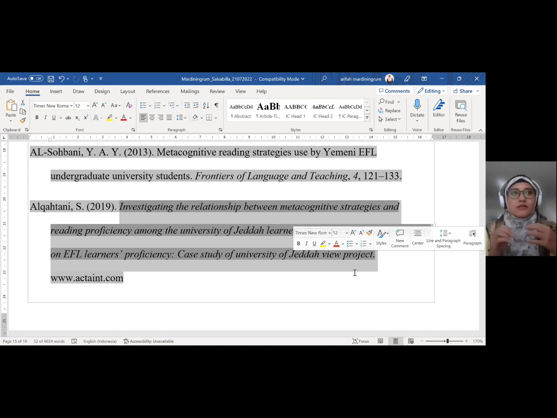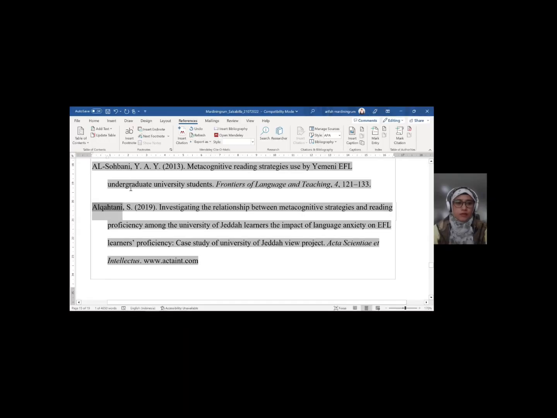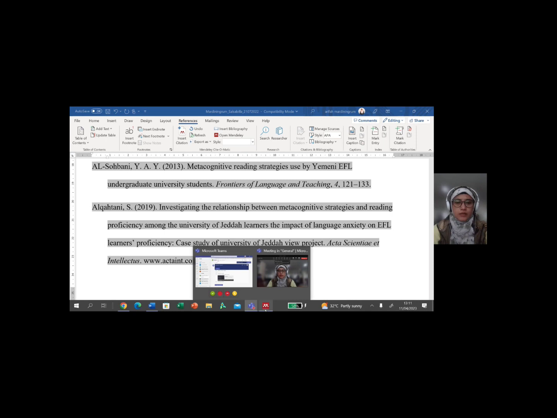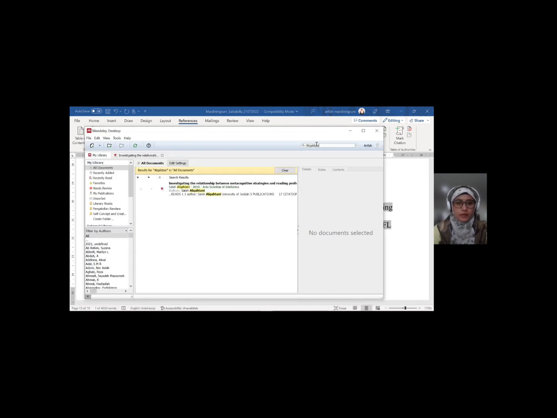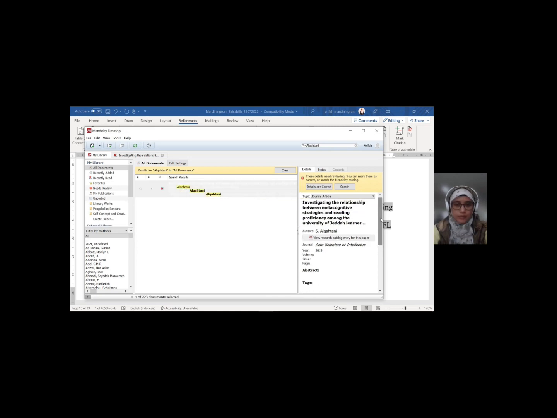So this is where we can do something with Mendeley. Okay, so what I'm going to do is find Qahtani, and then I'm going to look for that entry, and then as you can see here on the right side of your Mendeley, I hope that your Mendeley has the same function.